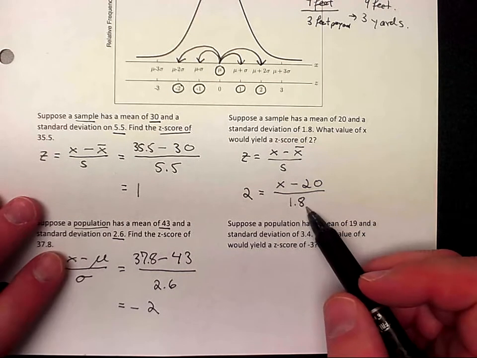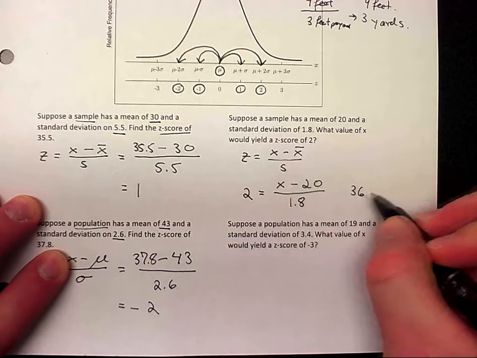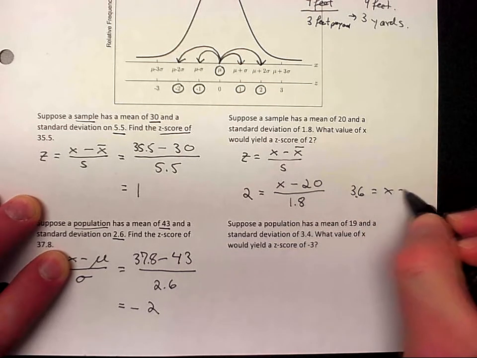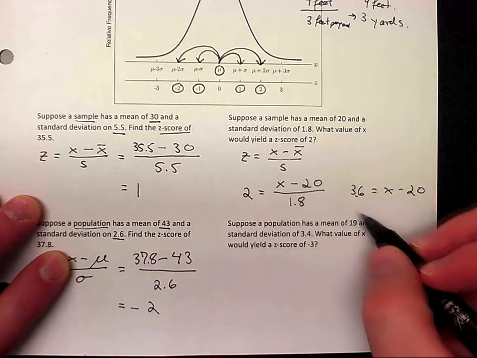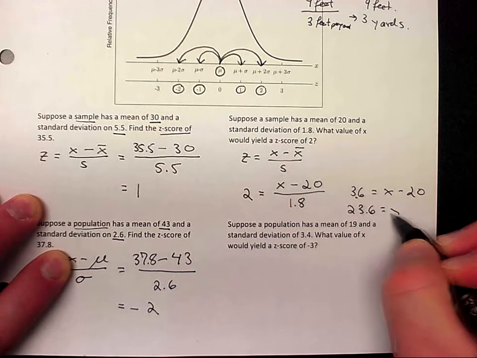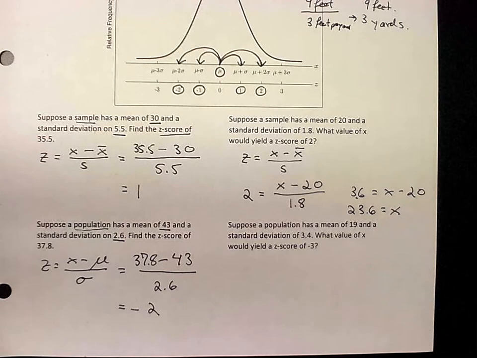So if we multiply both sides by 1.8, we get 3.6 is equal to x minus 20. If we add 20 to both sides, we end up with 23.6 is equal to x. So an x value of 23.6 would give us a z-score of 2 as long as the mean is equal to 20 and the standard deviation is equal to 1.8. Any questions about this example? Is this making sense? All right, then take a minute or so and see if you can do that bottom right-hand one by yourself.